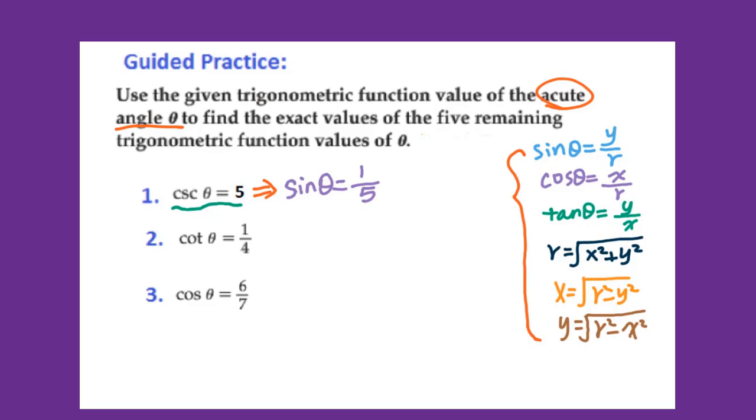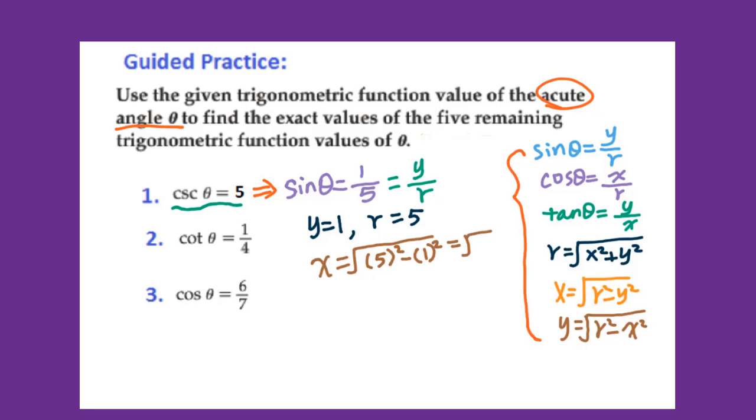For sine theta, we can label now, because sine is y over r, which means your y equals 1 and r equals 5. Therefore, you got to know x equals square root of r squared minus y squared, which means 5 squared minus 1 squared. That equals square root of 24.